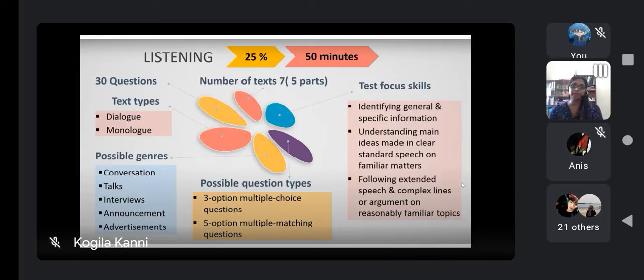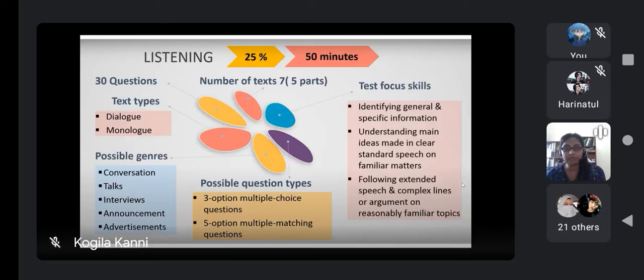You have 3 multiple choice questions. I think you are familiar with that. You did it in Form 3 for PT3, am I right? If I'm not mistaken, you had listening for PT3. So I think somehow you'll be familiar with it, right? When it comes to 5 option multiple matching questions, that means you'll be having a range of answers, maybe 1 to 7, and then you'll be having maybe 4 questions out of that, and you have to just match the correct one.